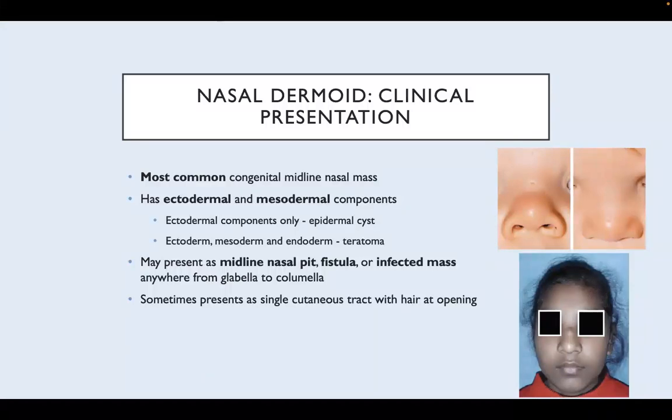They can present quite variably. So just a single isolated nasal pit, they can present with a fistula, they can present with a complication like an infected mass, and this can be anywhere from the glabella to the columella in the midline. And sometimes they present as a single cutaneous tract with hair at the opening, and this is more suggestive of a teratoma.